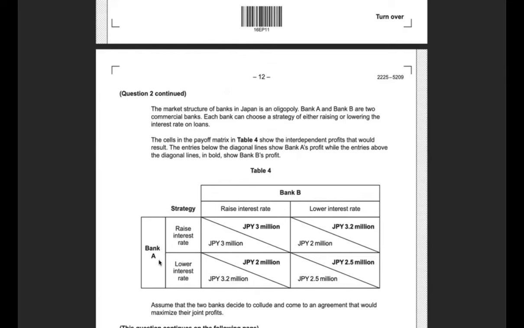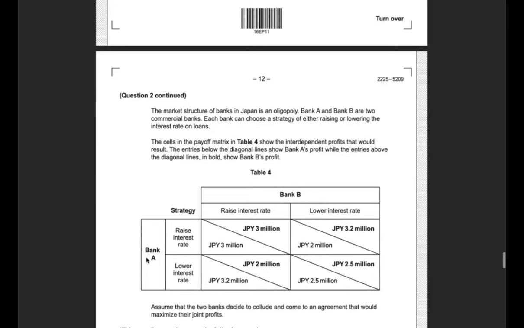In this case, we need to find whether Bank A has a dominant strategy or not. Having a dominant strategy means you stick to one option regardless of the choice made by the counterpart. So when Bank B goes to raise the interest rate, you can check these options. In this case, Bank A would go for a lower interest rate because 3.2 is bigger than 3. How about when Bank B goes to lower the interest rate? Then Bank A has these two options.